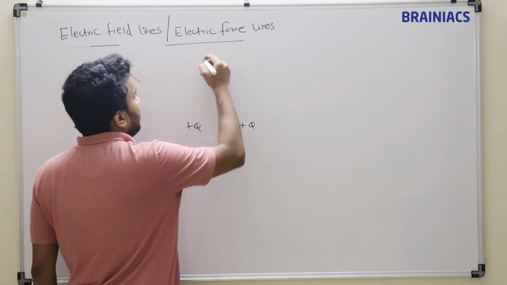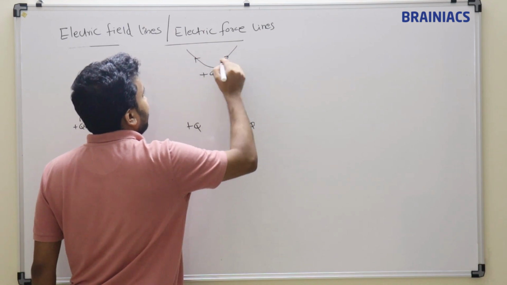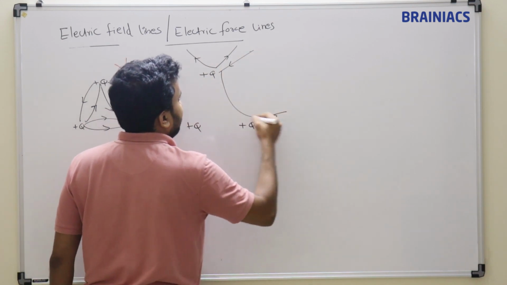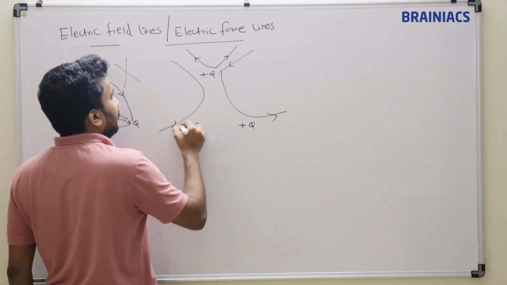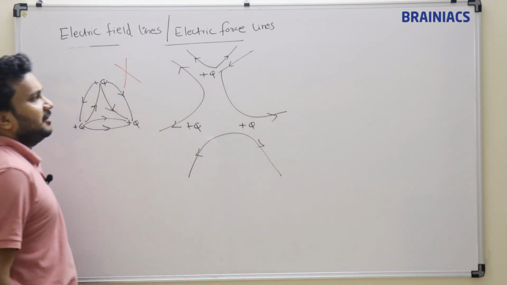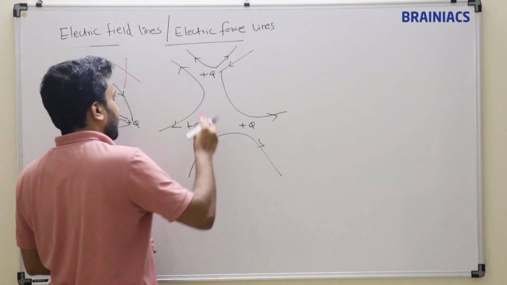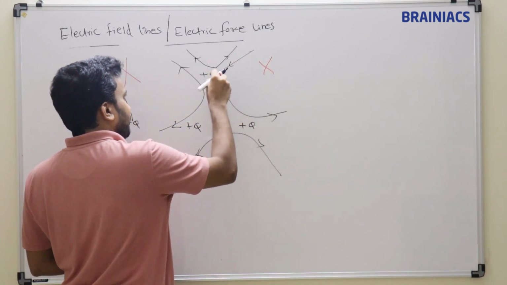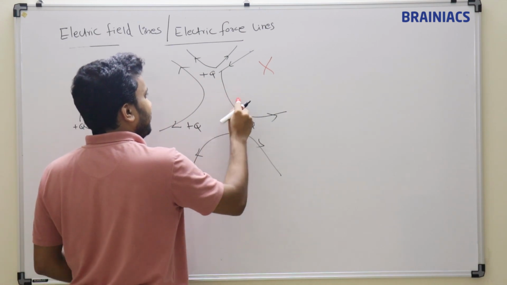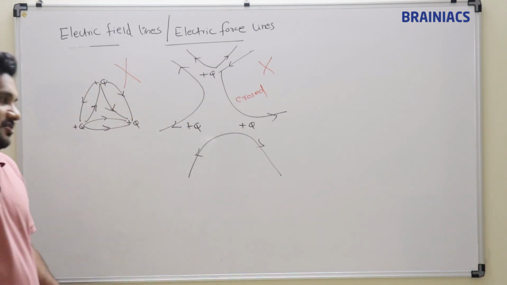Here the electric field lines are going out from each charge. Is this the right representation? This is also not the right representation. Why? Because here the field lines from this charge cross the lines from another charge. Whenever a crossing is happening, this is not a correct representation.